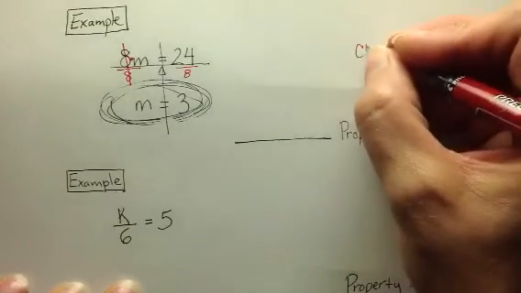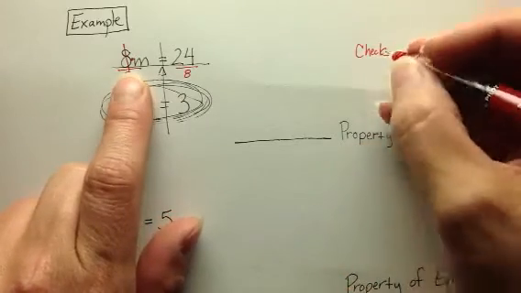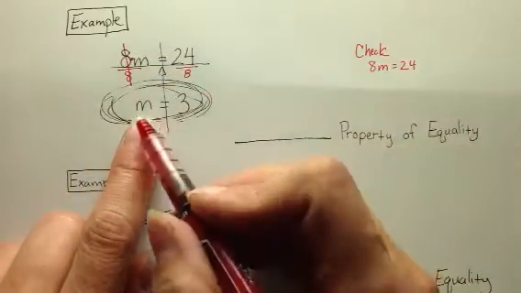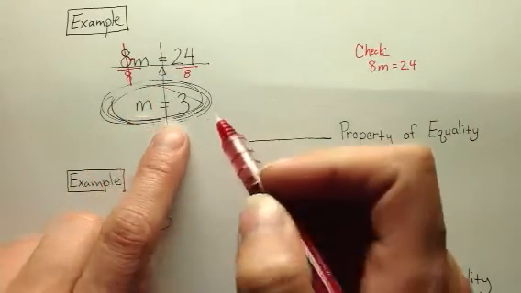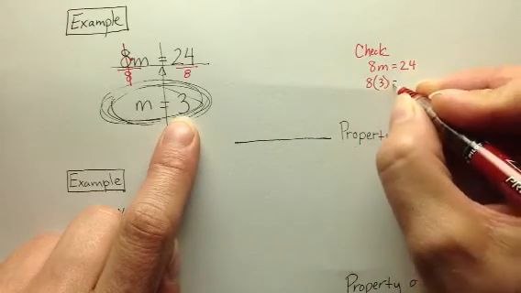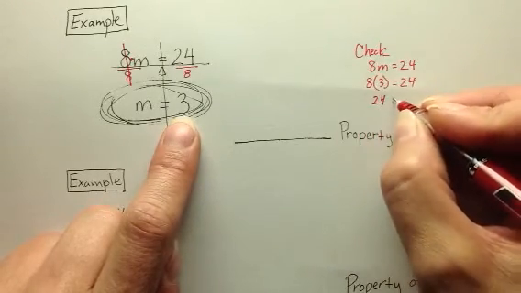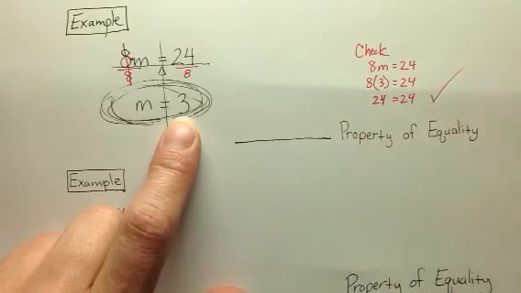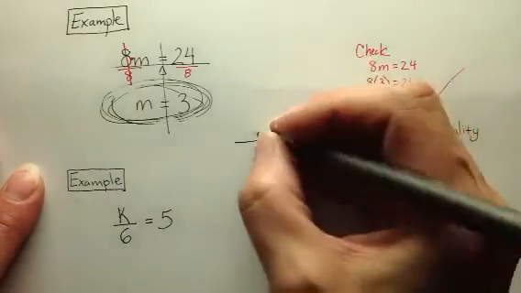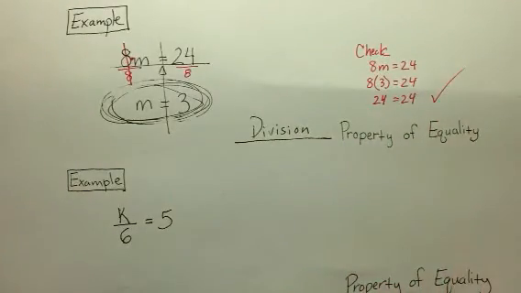To do my check, I want to go back to the original equation, always the very beginning. 8m equals 24. My solution that I got here is that m equals 3. So if 3 is the solution, when I substitute it for the variable, I'll get something that's true. 8 times 3, 24. And on this side I just have 24, so I've checked it. Okay, what did I do to both sides? I divided, so I'm using the division property of equality.